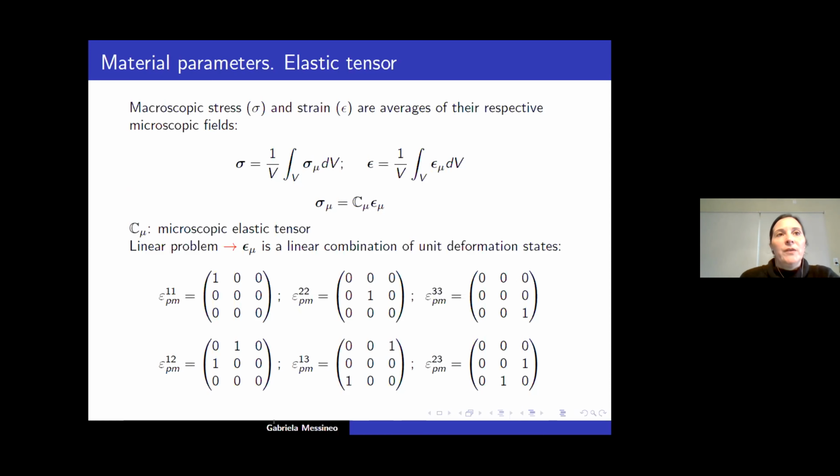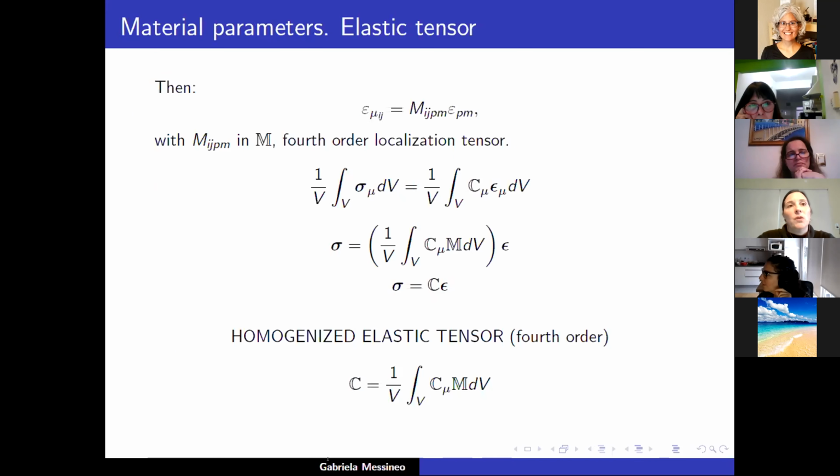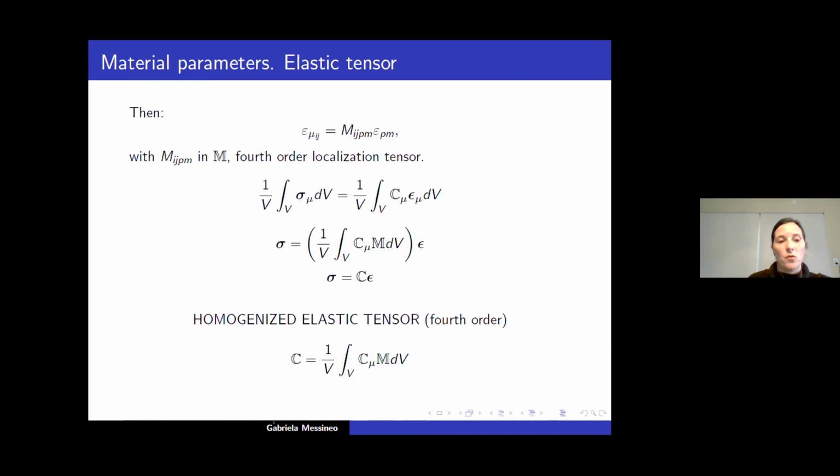Once the microscopic strain is calculated for each unit deformation, a fourth order tensor M, called the localization tensor, can be found. This localization tensor relates to the microscopic strain, and then going back to the stress equations, we found that the relation between the stress and the strain is stated through the fourth-order homogenized tensor C. That's what we are looking for.